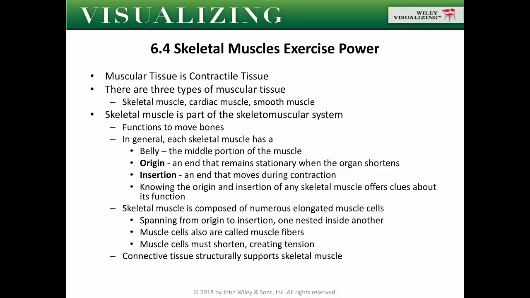Basically, muscle tissue is a type of contractile tissue. We call it contractile tissue because they contract, so they shorten. There are three types of muscular tissue: the skeletal muscle, the cardiac muscle, and the smooth muscle. The skeletal muscle is part of your skeletal-muscular system, so they are closely linked to the bones. The cardiac muscles are, of course, the muscles of the heart. They are also contractile because your heart is pumping.